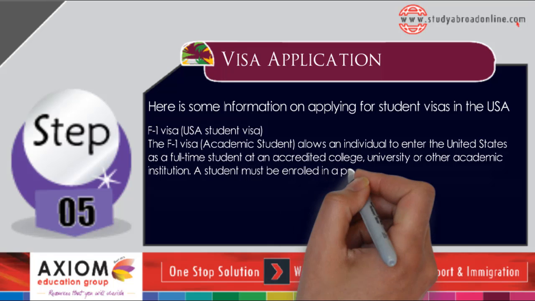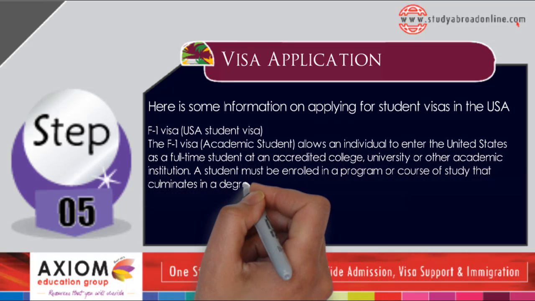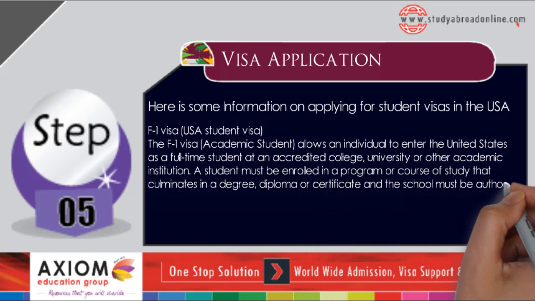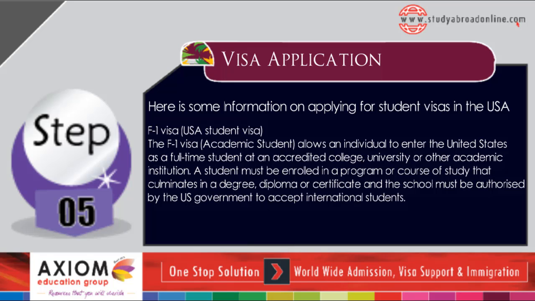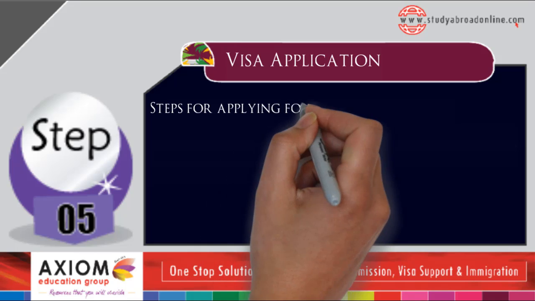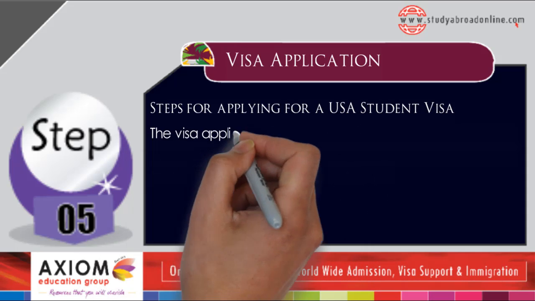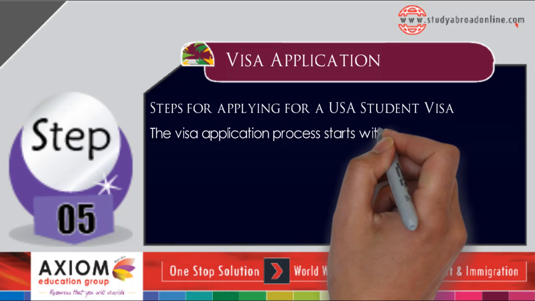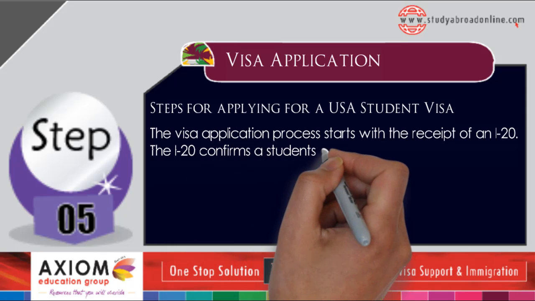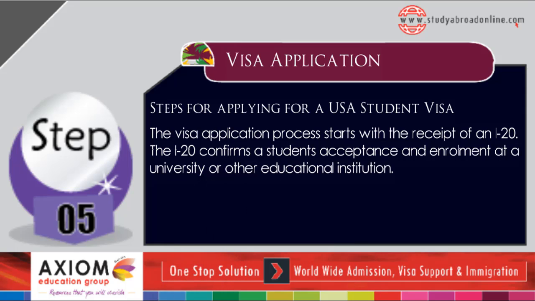A student must be enrolled in a program or course of study that culminates in a degree, a diploma, or a certificate, and the school must be authorized by the United States government to accept international students. Now, the steps for applying for a student visa in the United States are as follows. The visa application process starts with the receipt of an I-20. The I-20 confirms the student acceptance and enrollment at a university or other educational institutions.